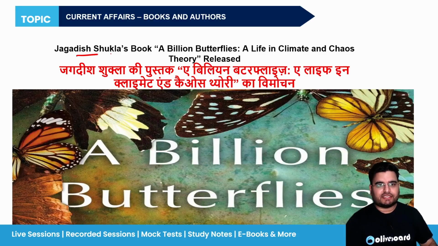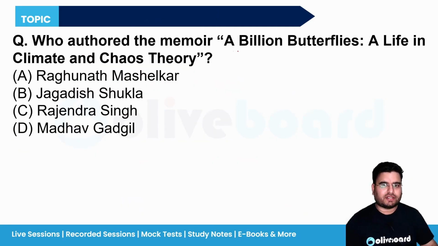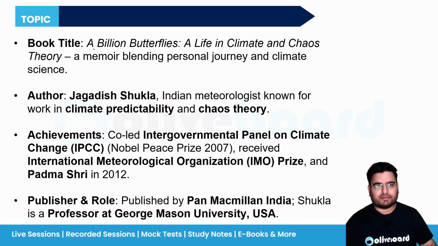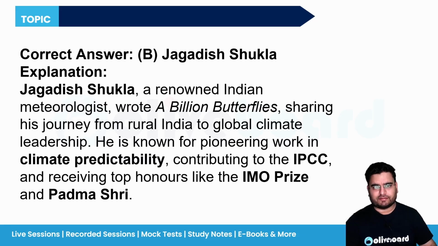Next is Jagdish Shukla's book A Billion Butterflies released. Okay, so the name of the author is very important. A Billion Butterflies is written by Jagdish Shukla. So please remember the name of the book, A Billion Butterflies, author Jagdish Shukla. He has also led the IPCC panel on climate change. He received the Padma Shri in 2012, so he is a very renowned person. Okay, so just remember this.